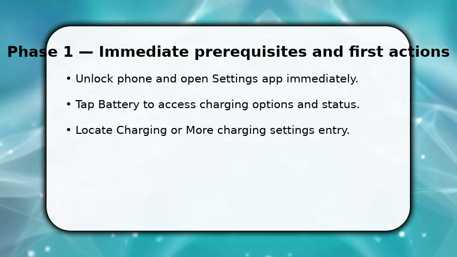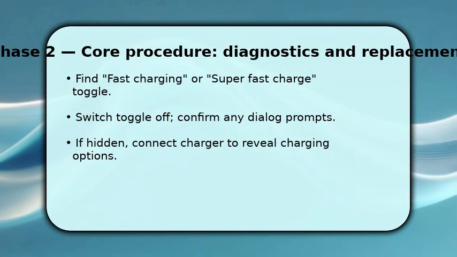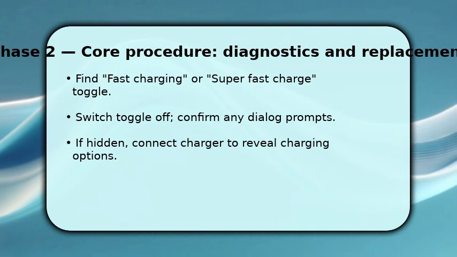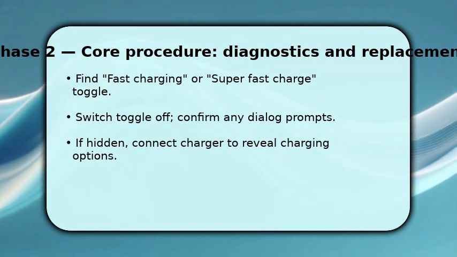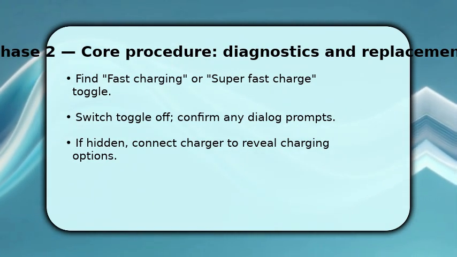Having the phone plugged in or unplugged both work, but keep your original cable handy. You now find the actual control. On the charging page, look for a Fast charging or Super fast charge toggle and switch it off. Once done, confirm any dialog that appears.